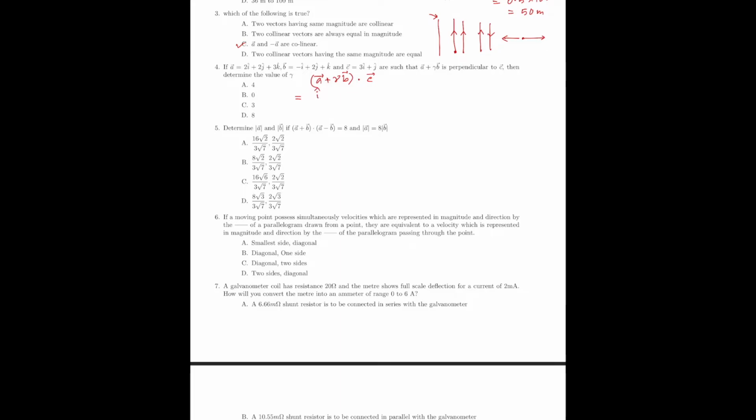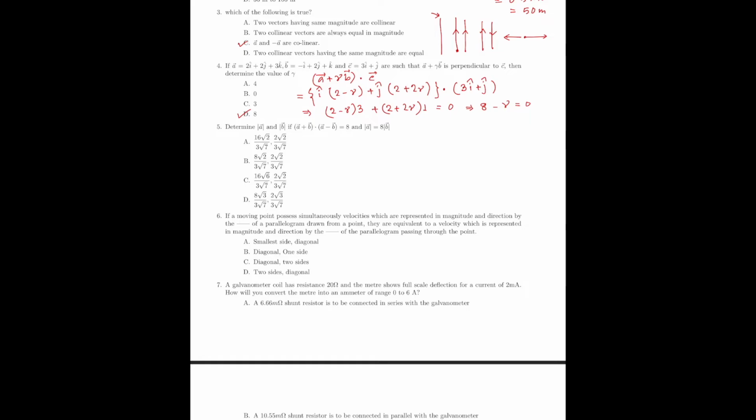So if we look at it, this is (2 minus gamma) i plus j (2 plus 2 gamma). This whole thing is dotted with 3i plus j. So (2 minus gamma) into 3 plus (2 plus 2 gamma) into 1 is 0 because they are perpendicular. That means 3 into 2 is 6 plus 2, that is 8, minus 3 gamma plus 2 gamma. So minus gamma is 0, so gamma is 8.